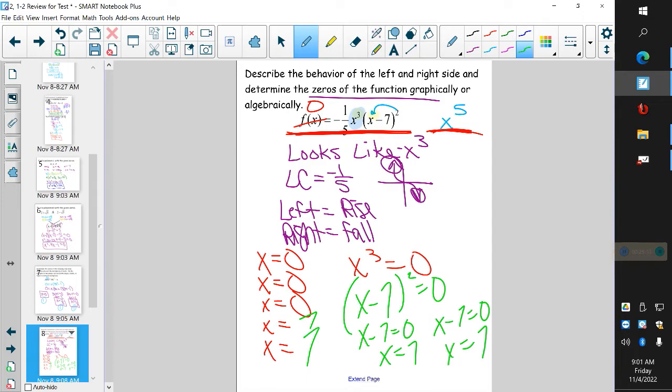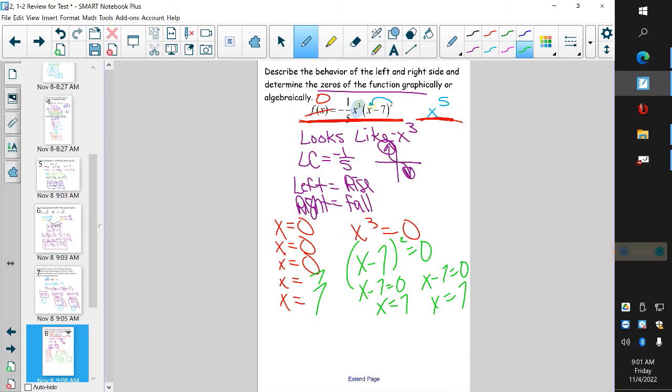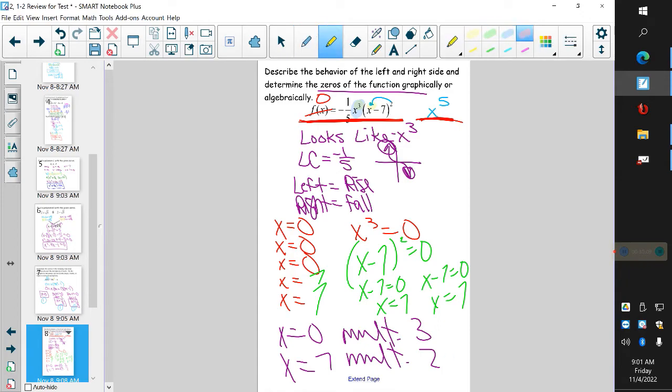Does that make sense? So what do I expect to see on your paper? Double root. X equals 0, multiplicity 3. X equals 7, multiplicity 2. Do we understand that? Question. What I need to have on this problem is this and this. Yes, sir. Was that what the question was? Okay? Because it said determine the zeros of the function graphically or algebraically, and to also tell what the left and right hand behaviors are. Does that make sense?